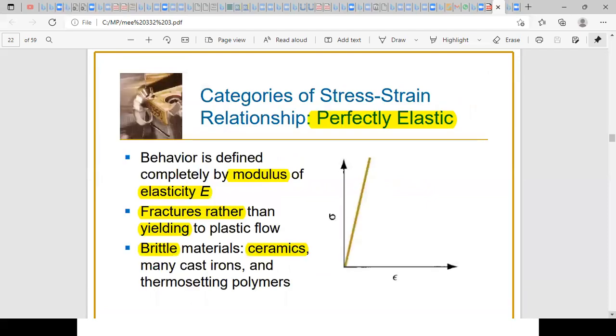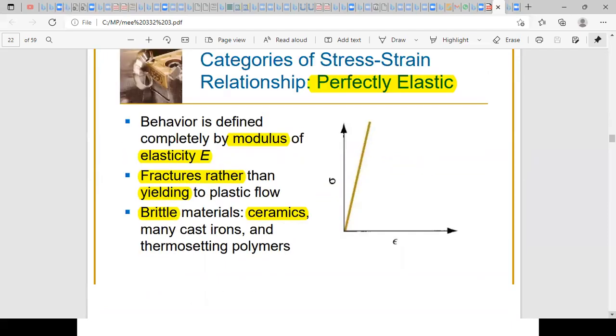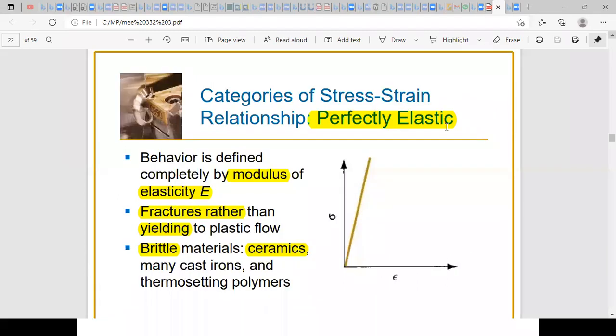Now, we'll start to see the different categories of stress-strain relationships. So we start with perfectly elastic behavior. The first type of material are materials that cannot undergo plastic deformation. They will only be limited to the elastic region. So if you plot their stress-strain curve, you will just have a straight line, okay?